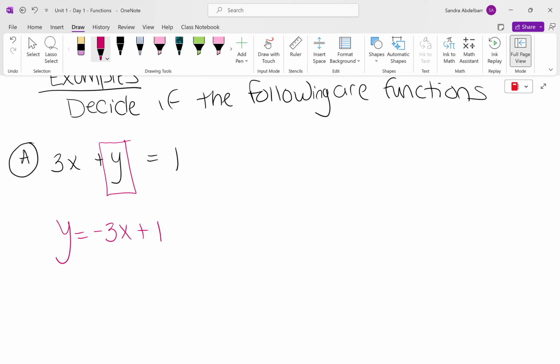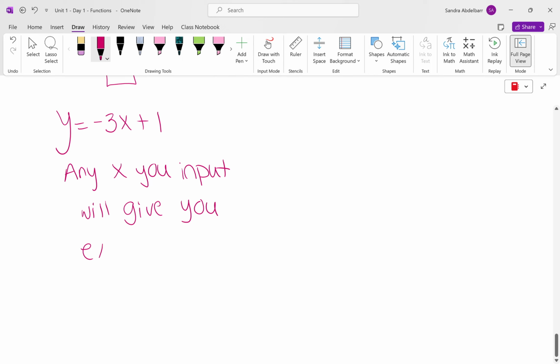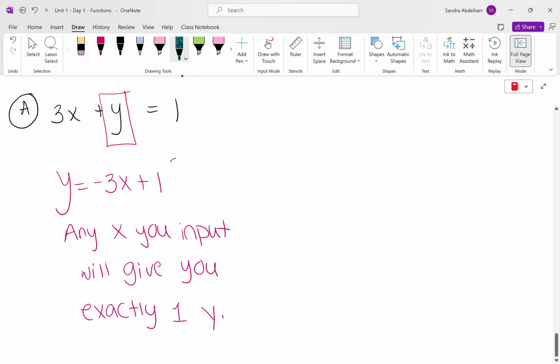So let me write that out. Any x you input will give you exactly 1 y. So this is a function.